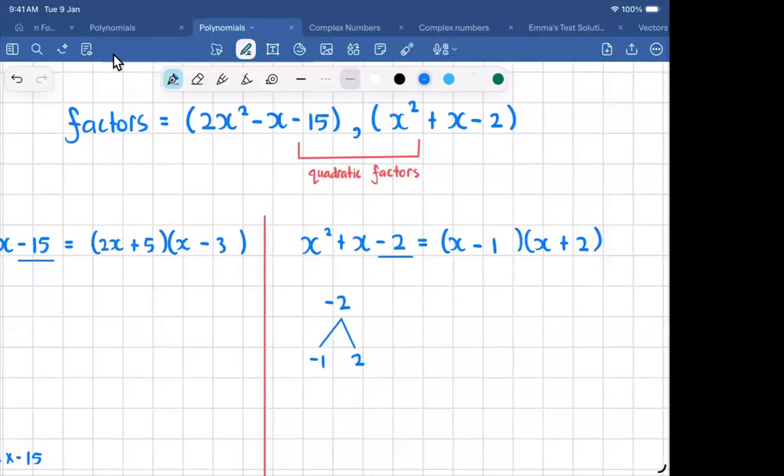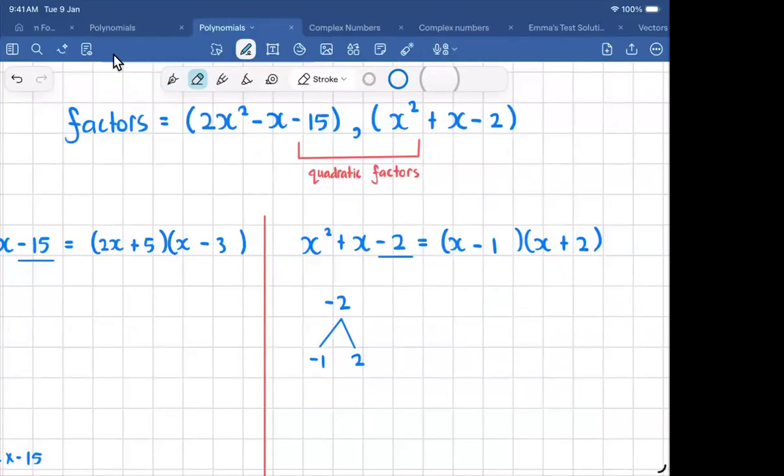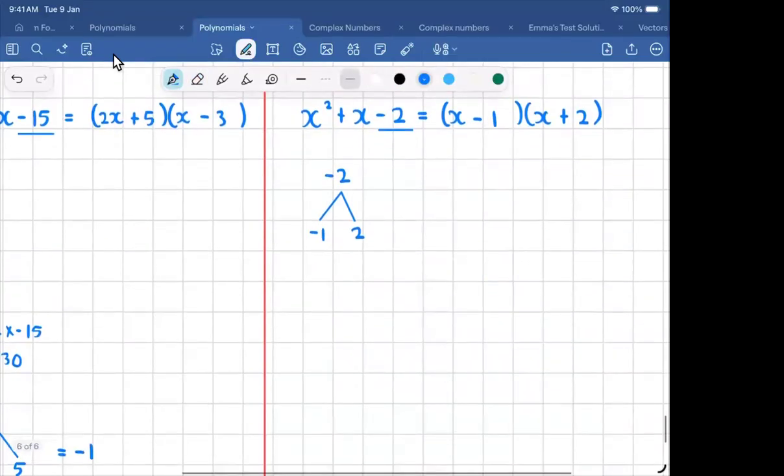And if I expand, x by x is x squared, x by +2 is +2x, -1 by x is -x, -1 by 2 is -2. You're going to get x squared plus x minus 2. Understand? Let me know if you're okay with that. Yes, sir.